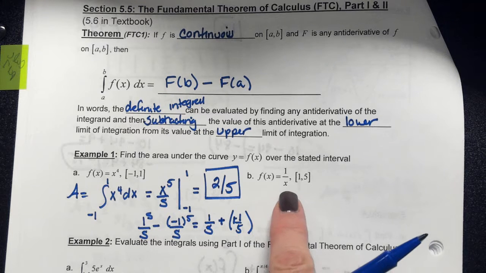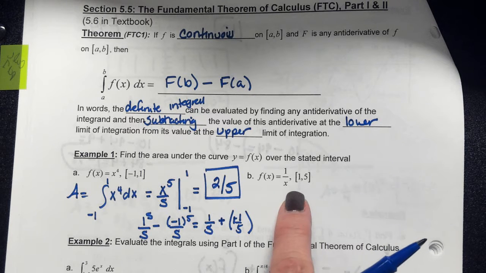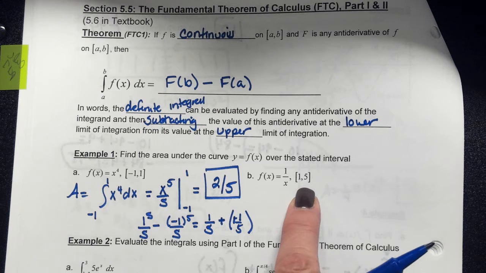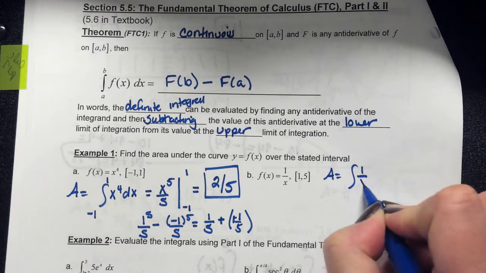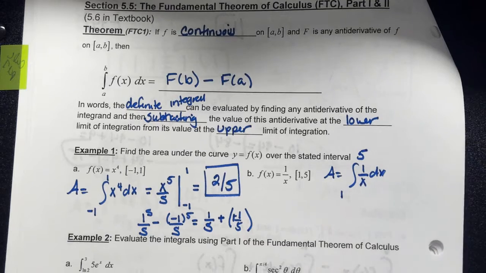So next I have 1 over x. And again, I want to evaluate this from 1 to 5. Well, first of all, is 1 over x continuous in this interval 1 to 5? Yes, it is, because I know 1 over x has a domain of all real numbers except 0. So I know it's continuous from 1 to 5, correct? So I can calculate the area under the curve by integrating 1 over x dx, and then evaluating this from my bounds from 1 to 5.